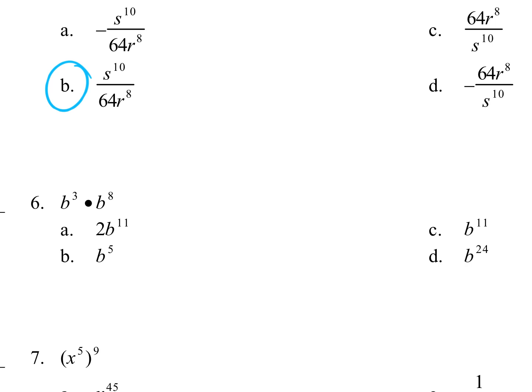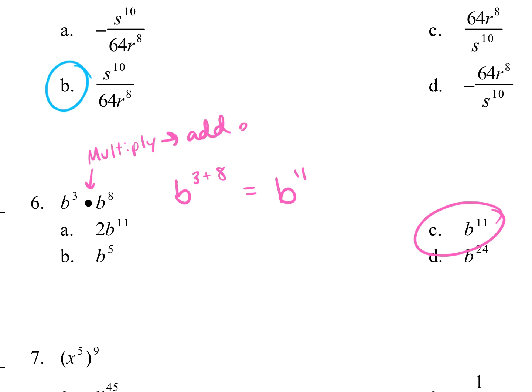Number 6. What happens when I multiply? What do I do to the exponents to combine them? Add the exponents. So when we multiply, we add the exponents. So it'd be B to the power of 3 plus 8, so B to the power of 11. When you multiply, we add them together, and the base stays the same.